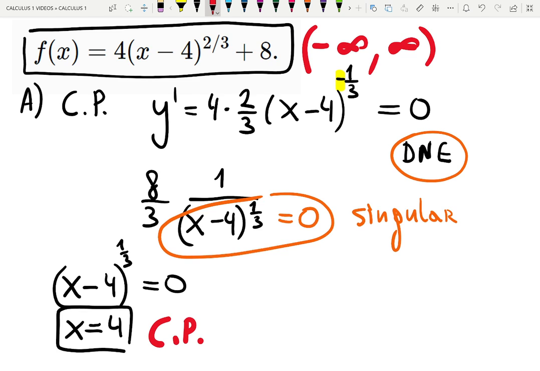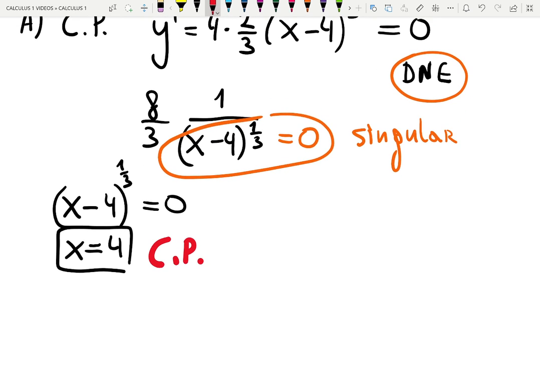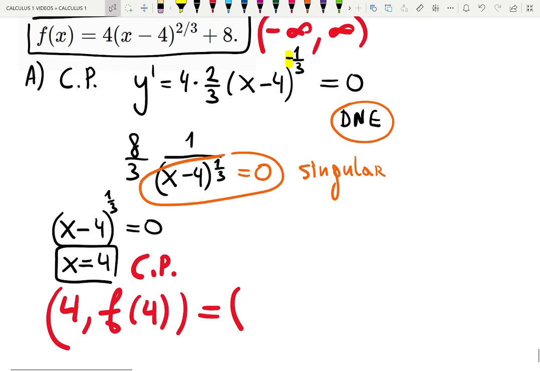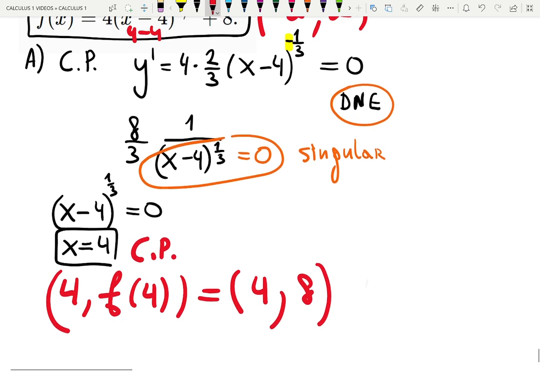Very nice. We answered the first question. x equals 4 is a critical point. If we are asked to find the actual point, which means input and output for the critical point, then you're supposed to substitute 4 into the original function, which is pretty simple for this case. It's going to be 4 comma, and then 4 minus 4 gives you 0. No matter what root it was, it's still 0. 4 times 0 is 0, so the answer is 8. 0 plus 8 gives you 8.